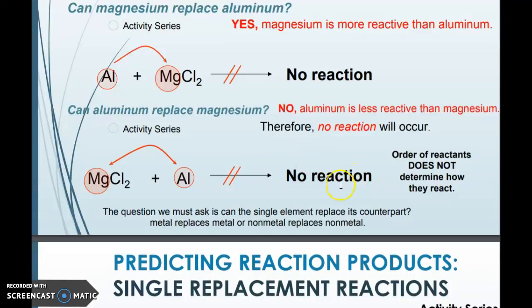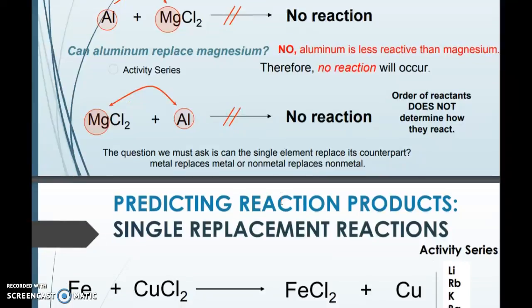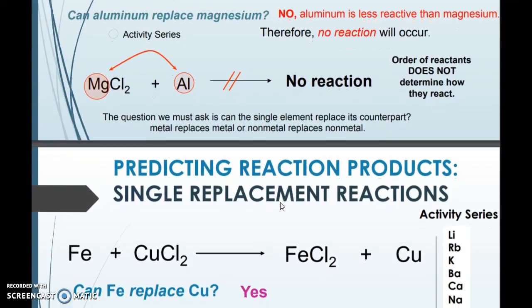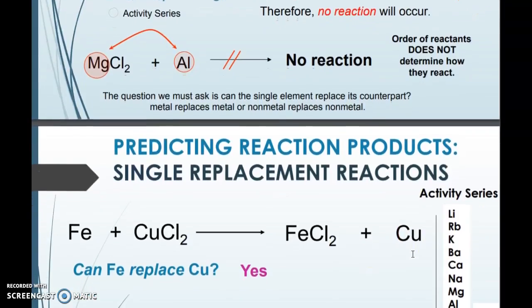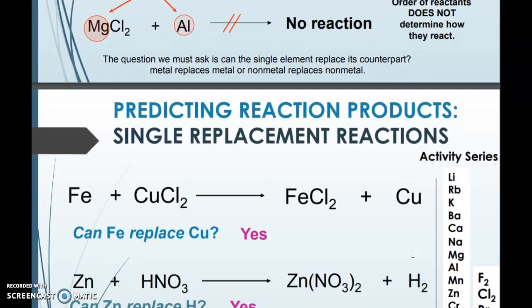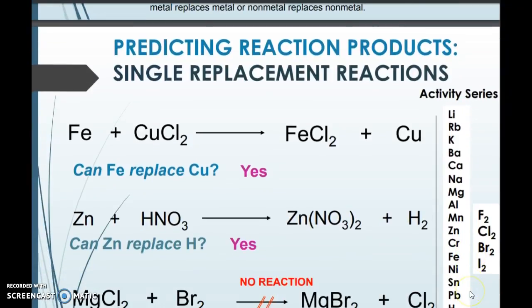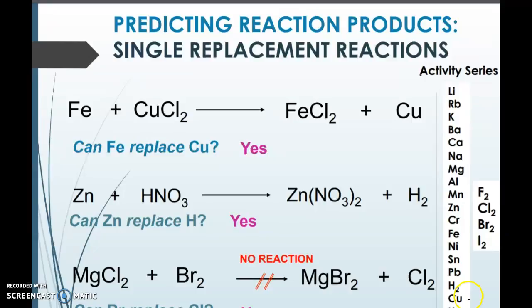All right, so that's what happens there, and this is the same one. So we will do some examples here. So iron and copper II chloride yielding iron II chloride and copper. Does that work? When we look at our activity series, we can find that iron is, let's see, down here, and copper is below it. That means iron can knock it out, and therefore there is a reaction.